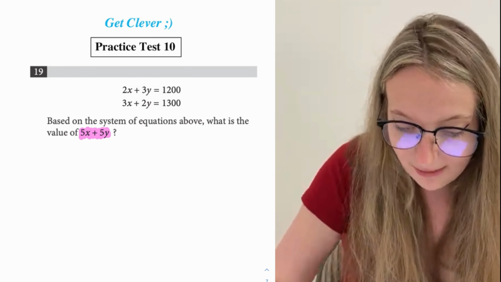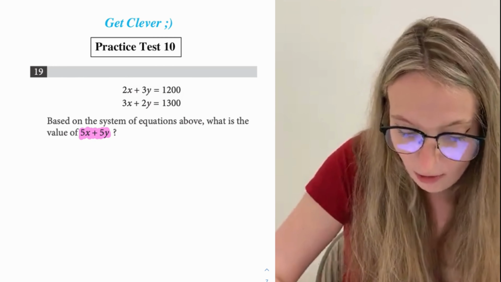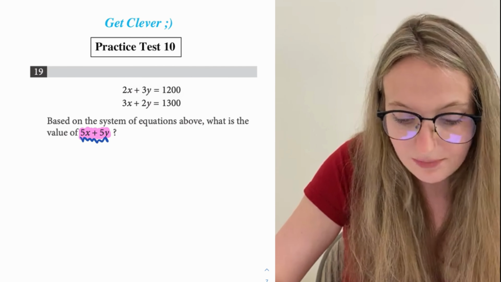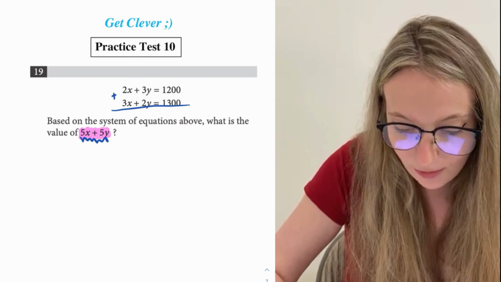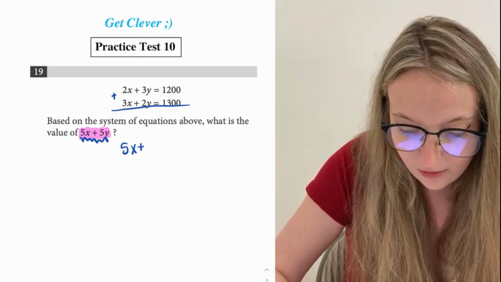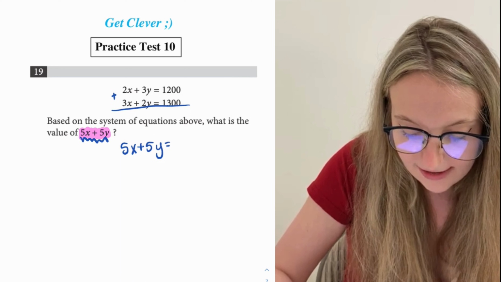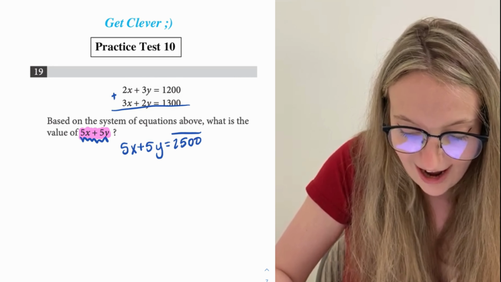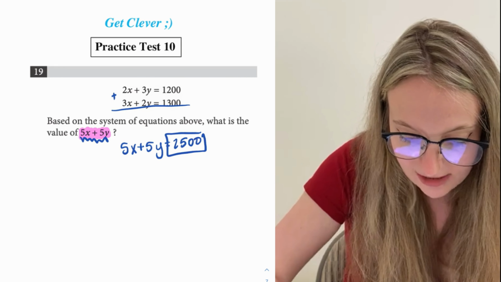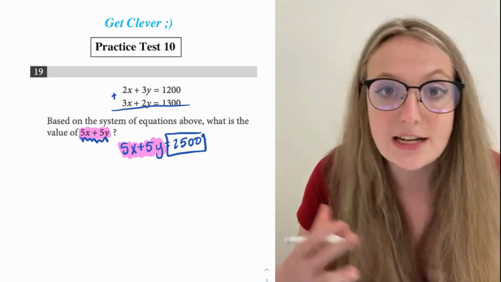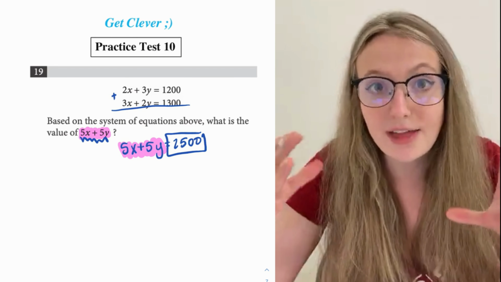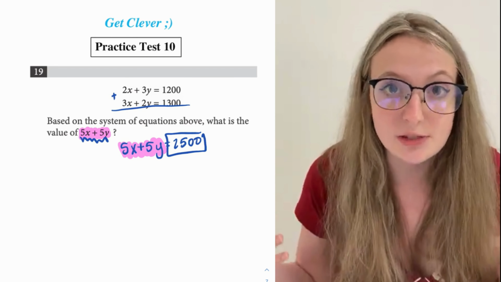So I want to point something out. We can see that they want 5x plus 5y. If I were to simply add these two equations together, it literally becomes 5x plus 5y is equal to 2,500. And that's actually what the answer is, because they didn't ask us to solve for them individually. They asked us to solve for that entire expression of 5x plus 5y.